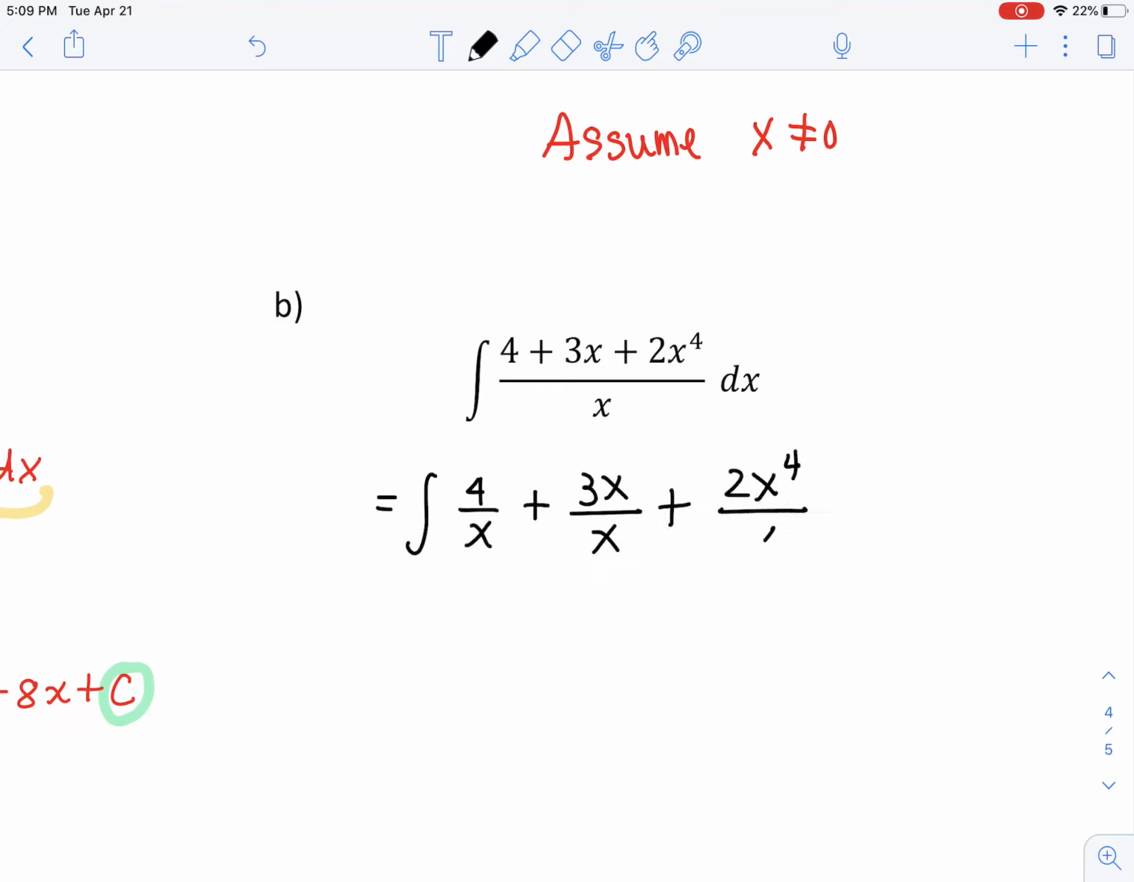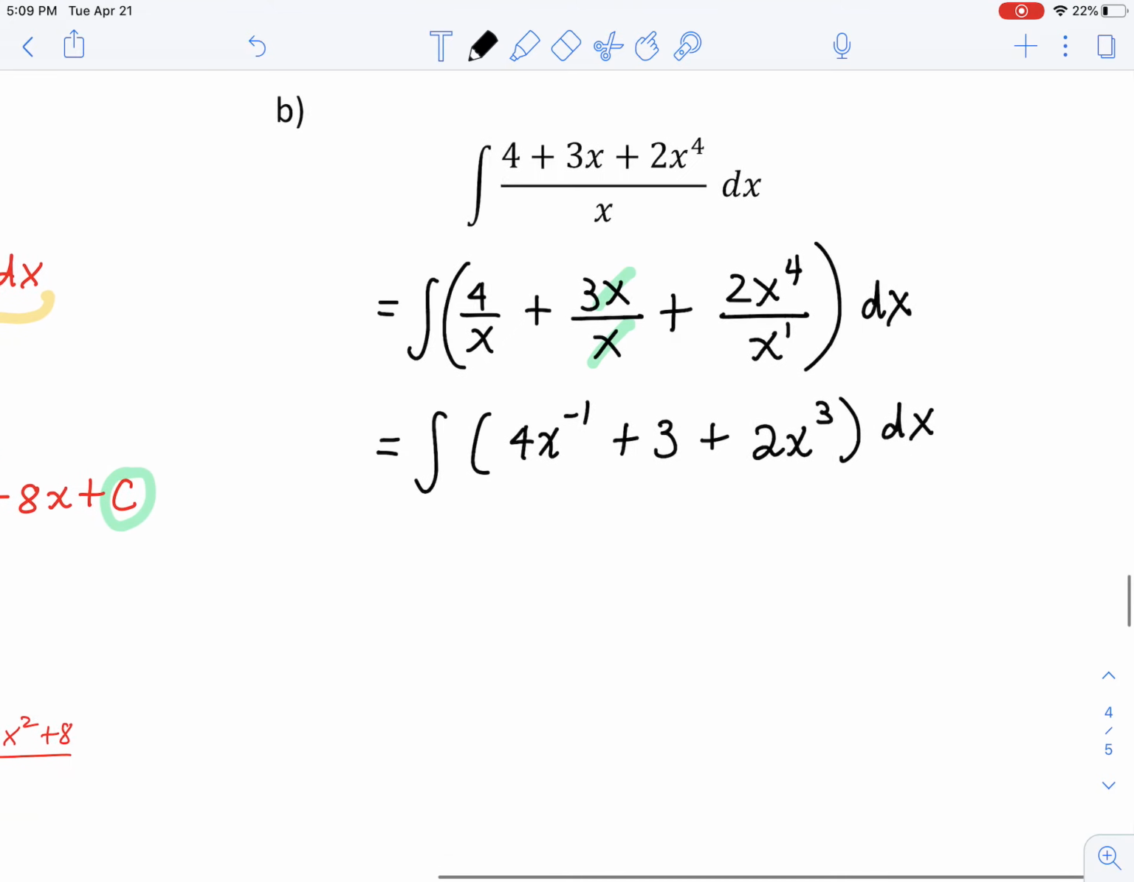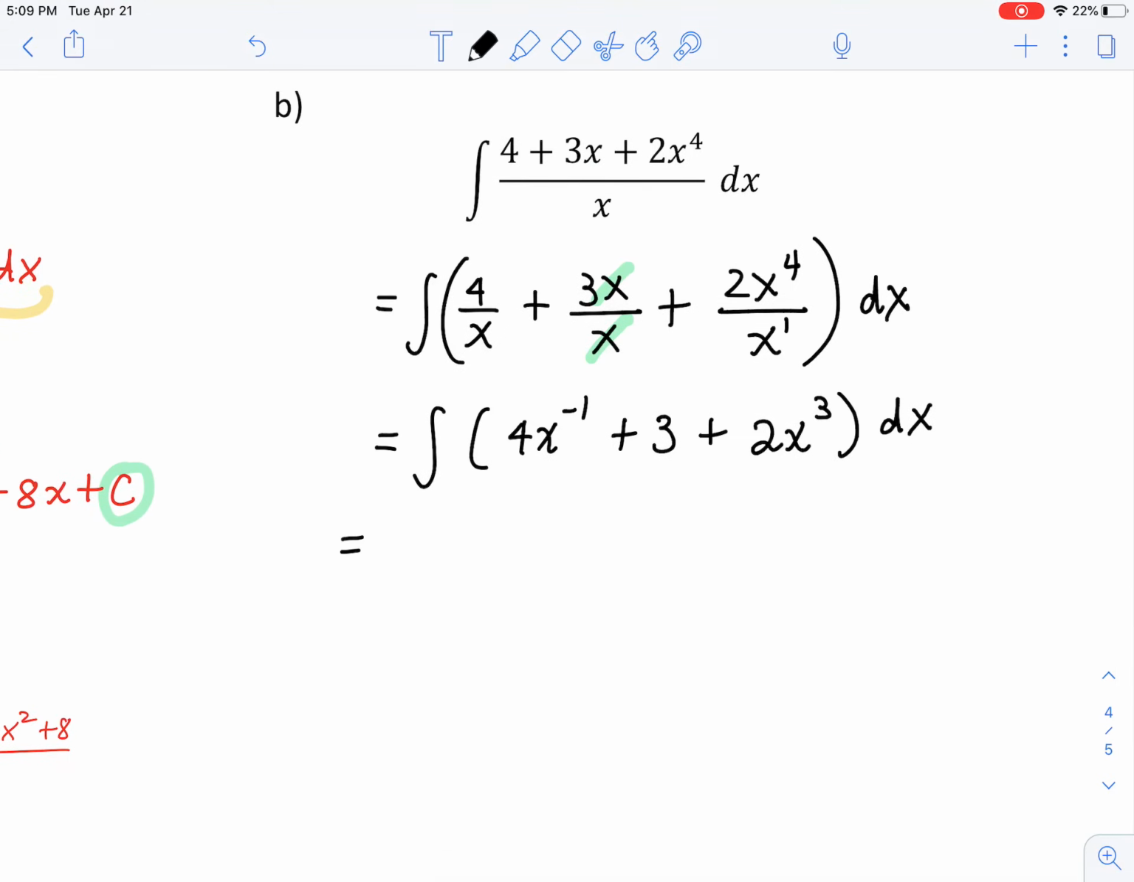So, I'm going to rewrite this first, okay? I'm going to rewrite this as integral of 4 over x, plus 3x over x, plus 2x to the 4th power over x. You know what I did? I just separated them into 3 pieces. All those are over x. Now, let me simplify this a little more. I can rewrite the first one as 4 times x to the negative 1st power plus 3. What happened to the x? Those are gone now. And the next one is 2x to the 4th power over x. So that's going to give me 2x to the 3rd power dx.